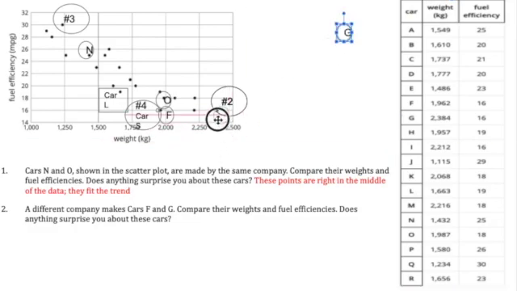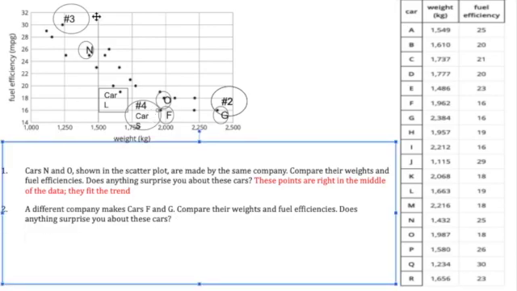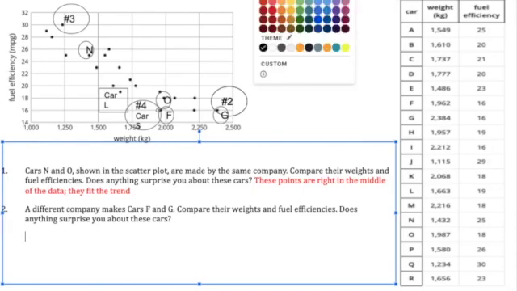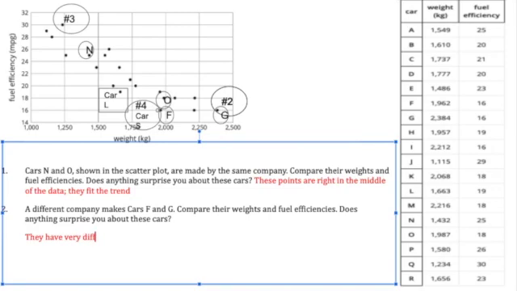So what I noticed about F and G is that they have very, very different weights. They're different by 400 kilograms, which, if you do your math, is almost 1,000 pounds. Not quite, but almost. They have very different weights, but the same fuel efficiency. And I'm looking at this as a very straight downward trend. What we're going to do is fit lines to this data. But it looks like car F should be more fuel efficient, and car G seems like it should be less fuel efficient.